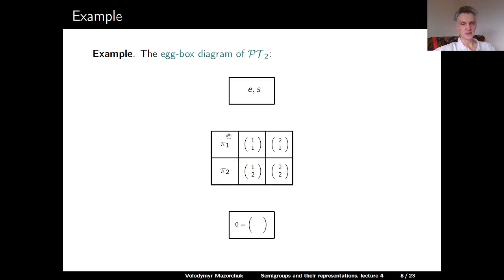And this D class consists of 3 left classes and 2 right classes, and as you see, all left classes have 2 elements, all right classes have 3 elements, and all H classes here are singletons. So that's an illustration of the corollaries from the previous slide.